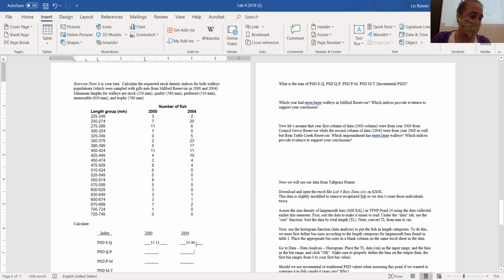Versus for 2004, the number that are less than stock length, you've got 2 here that aren't, and then the rest, if you add it up, is something like 74 that are greater than stock length. So that's how I got that value. Actually, that might be totally right. Wow. Don't trust my math on anything.